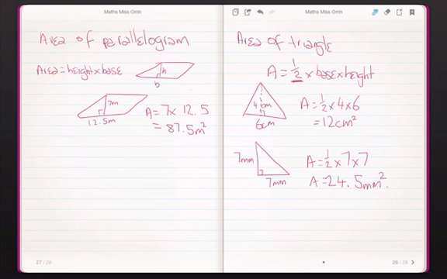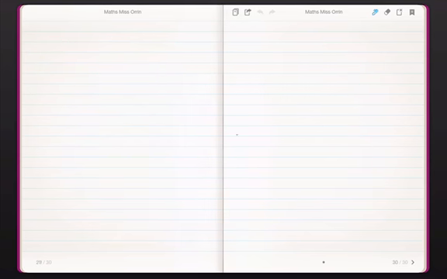Now let's turn the page. I can't even find where my pen is. Oh, there it is. All right, so let's turn the page and let's have a go at doing volume, okay?